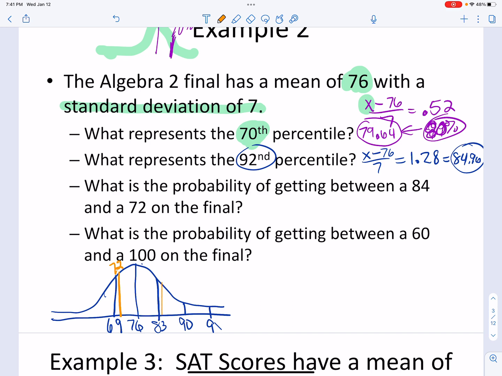Okay, so I want to know what is my z-score if I look at 72, right? I'm going to do 72 minus 76 divided by 7. Find my z-score. 72 minus 76. I can't believe I just typed that in there. Divided by 7 is negative 0.57.